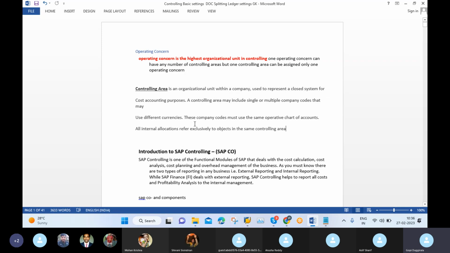And here one more doubt: for example, I have 10 company codes. Out of that, 4 company codes have the same operative chart of accounts, and the remaining 6 have a different operative chart of accounts. Then what is the solution? Simple. For the first 4 I will maintain one controlling area, and for the other 6 I will maintain another controlling area. That's it. You don't need to get too confused.